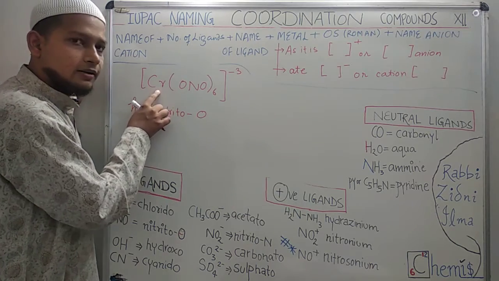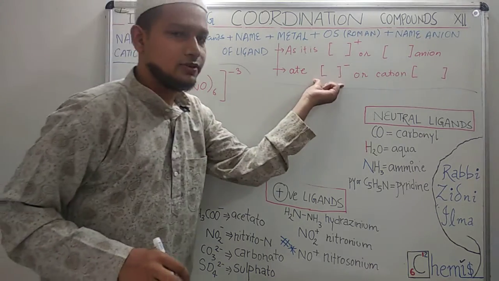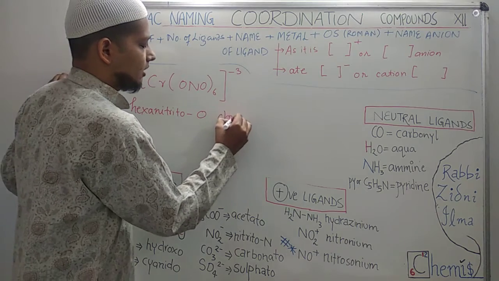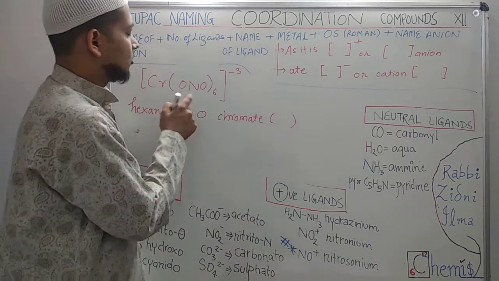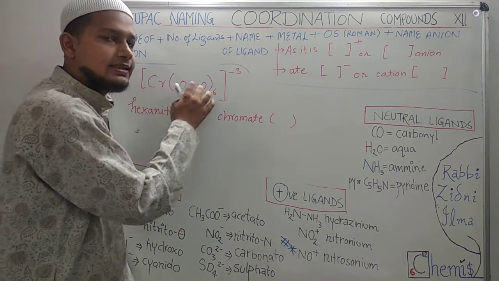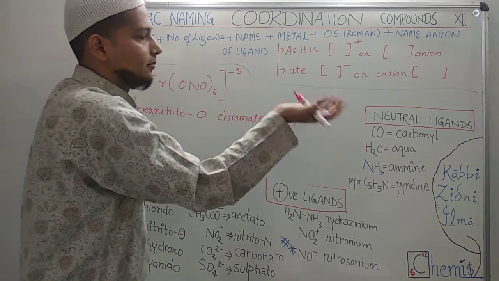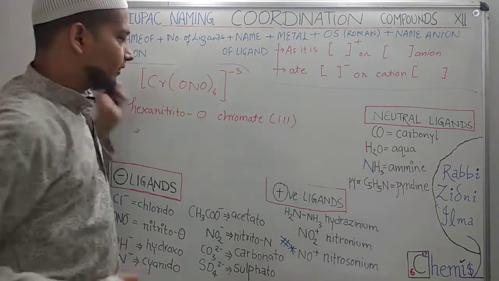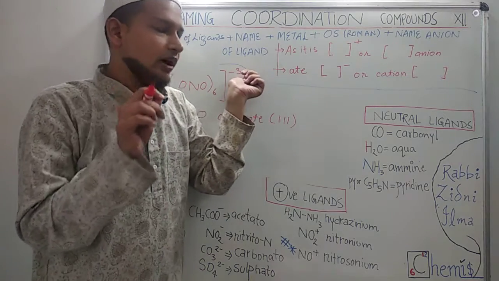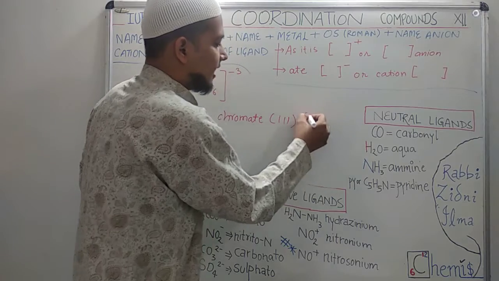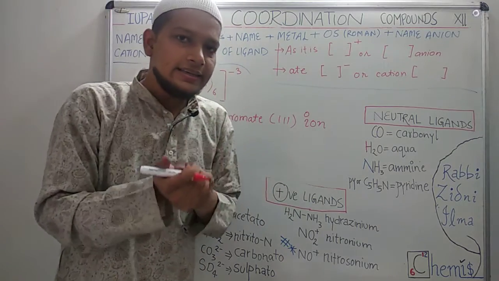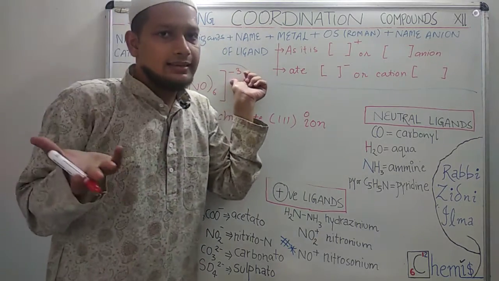Now Cr, chromate, because this condition is satisfied. So chromate, that will give us the oxidation state: ONO minus 1, times 6, minus 6, and plus 3. For this particular case, you have to mention the word ion, because it is in ionic state. So if it is given in ionic state, we will mention ion in the name.